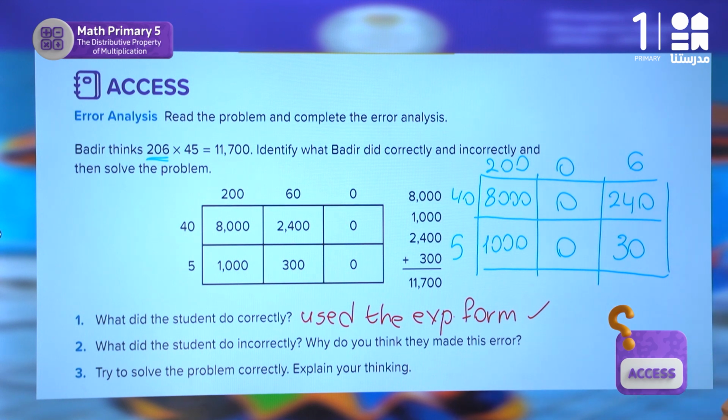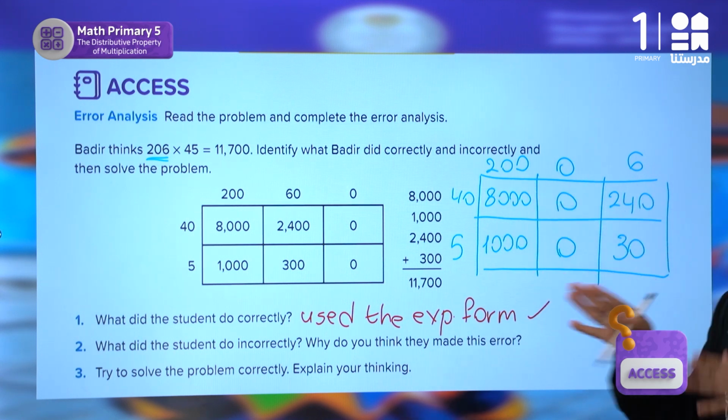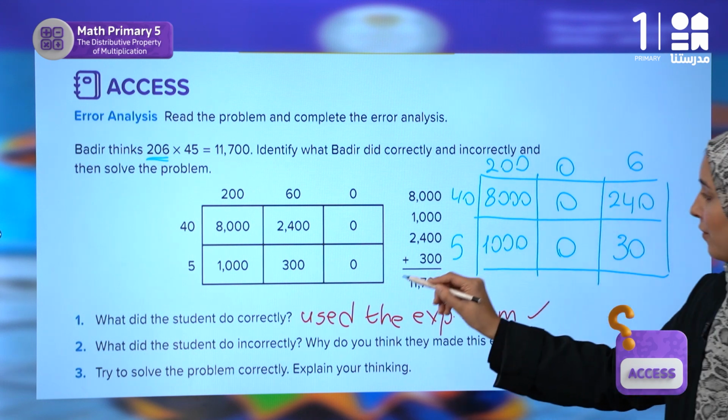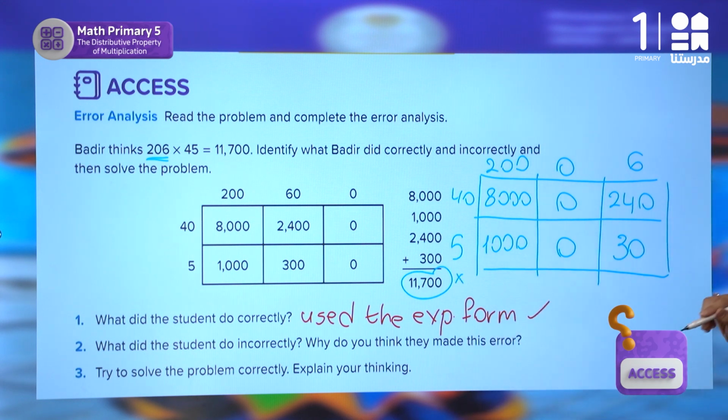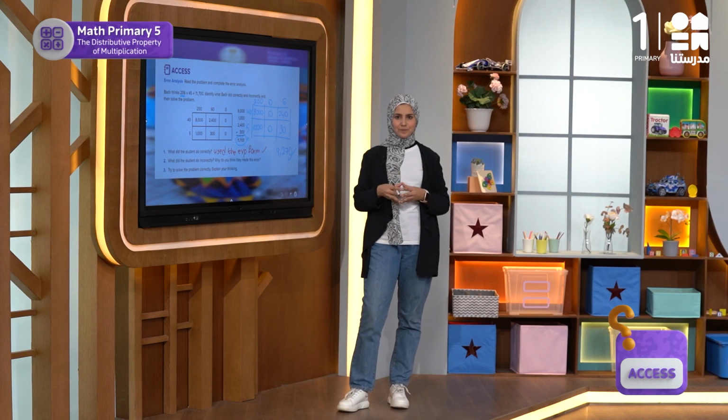Now the final thing and the final outcome will be as follows. I'm going to add these 4 numbers. So the answer is going to be, instead of this, which is incorrect, the total will be 9,270. And this is the correct answer.